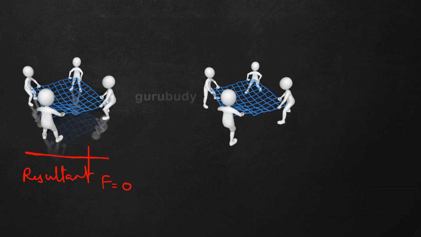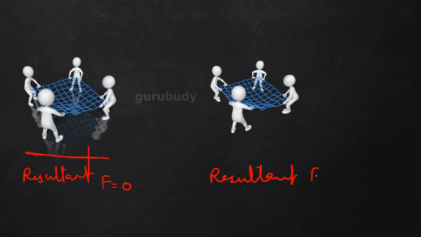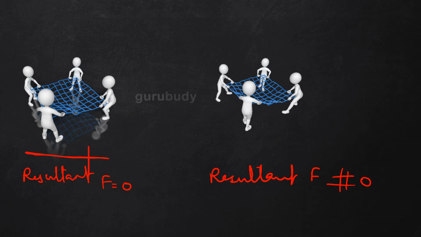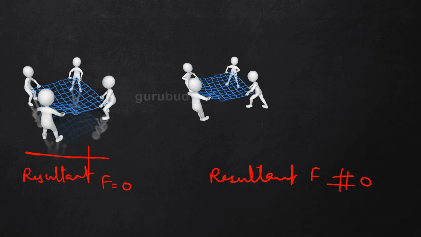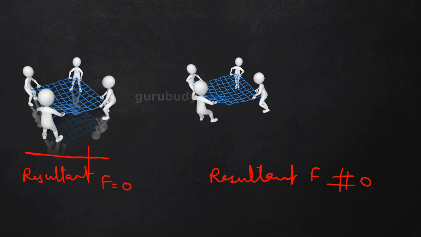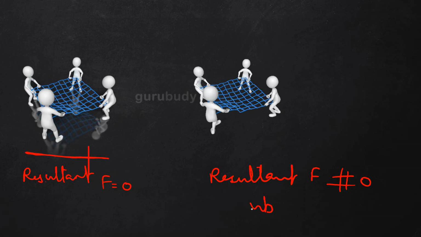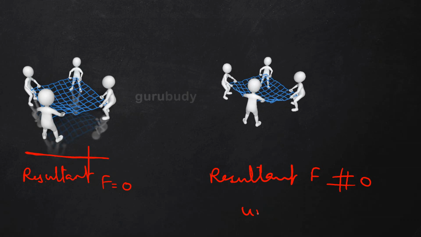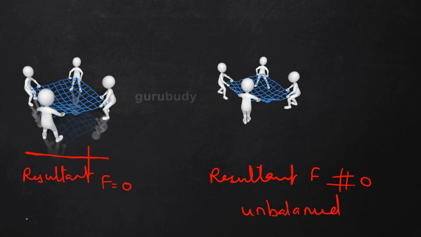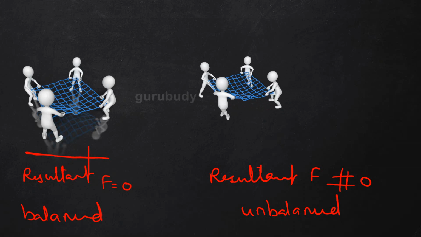In this one, the resultant force is not 0, because sometimes one person applies more force, sometimes another person applies more force. So that's why this net is moving all over the place. This is an example of unbalanced force, and the other is an example of balanced force. I hope this makes things clear.